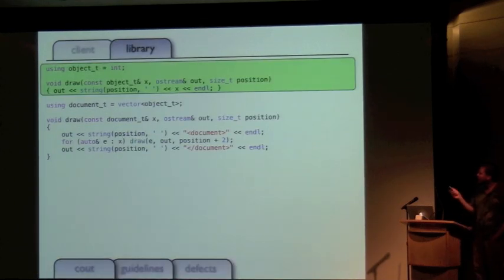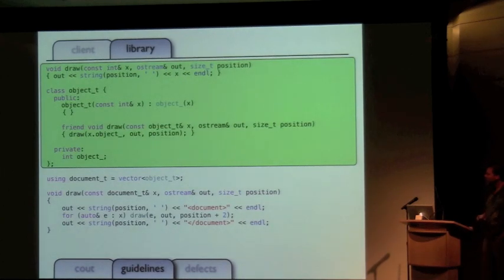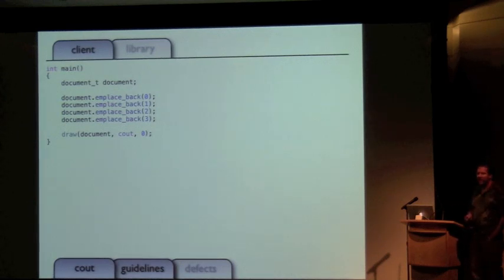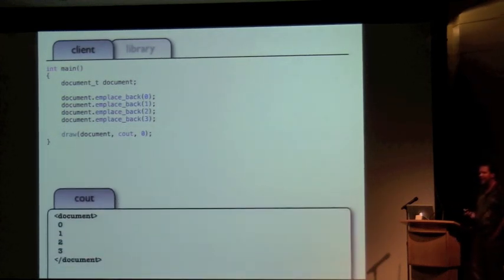So, object just an int, that's kind of boring, right? Maybe we've got a more sophisticated object. So what if we made it a class? To keep things simple here, we're just going to wrap our integer into a class. Just for convenience, we're going to keep a draw function on the integer, but then we'll have a draw function on the object in terms of just drawing the underlying integer. So we're going to make that change. The compiler is going to supply our memberwise copy and assignment operator, so let the compiler do the work. We have exactly the same code, and exactly the same output.